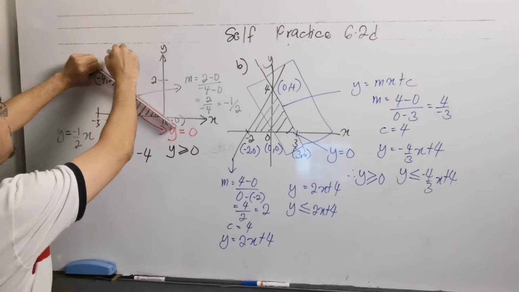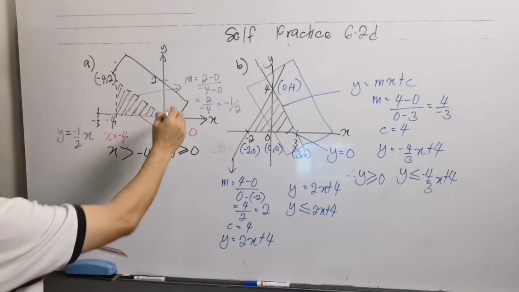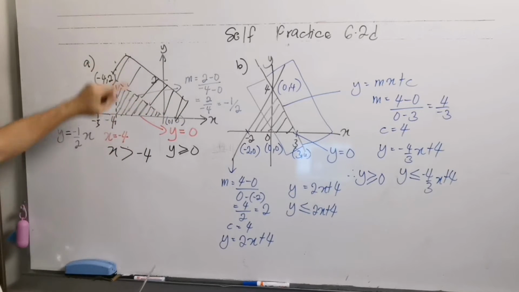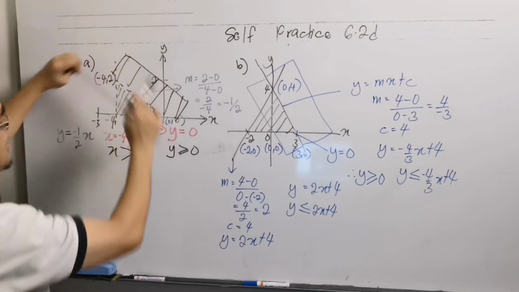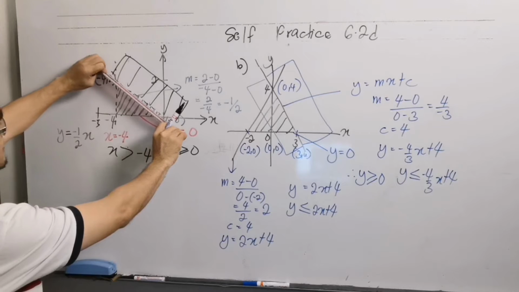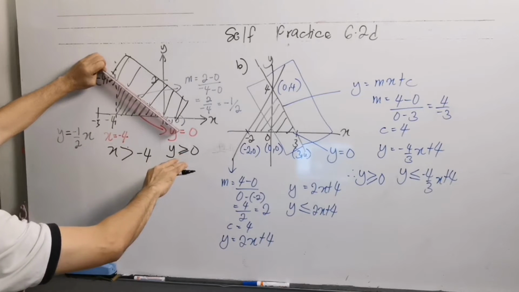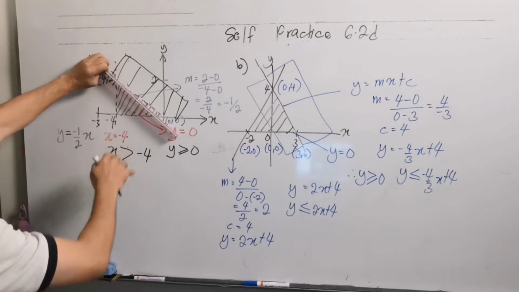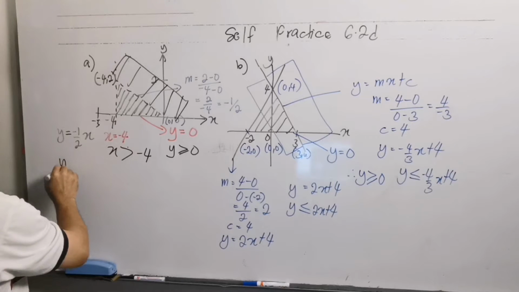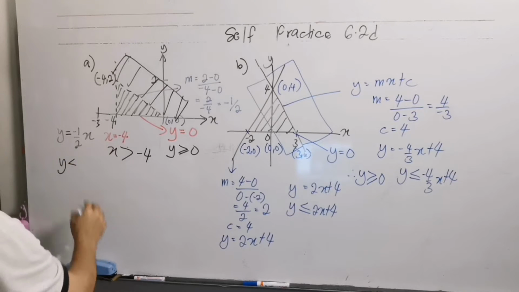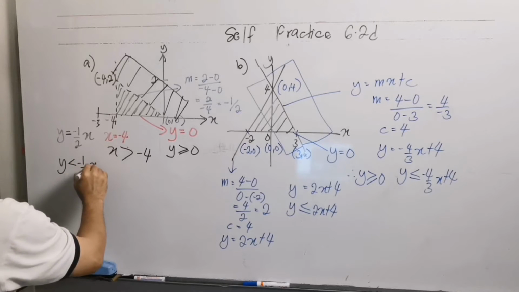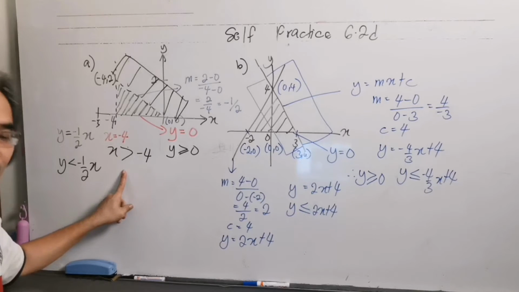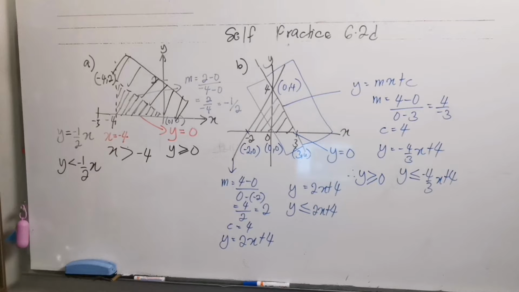And the other one is this. If you draw a rectangle, you can see that this part is the upper part and this part is the lower part. So the shaded region is in the lower part. So the lower part means we have to say y is less than -1 over 2x. Any question on question number 1a or number 2a?